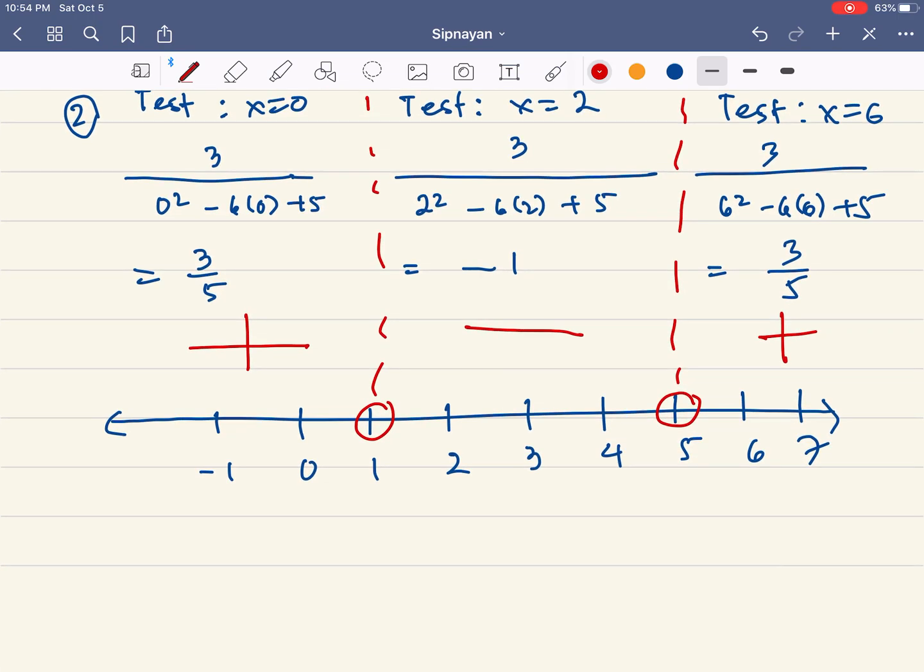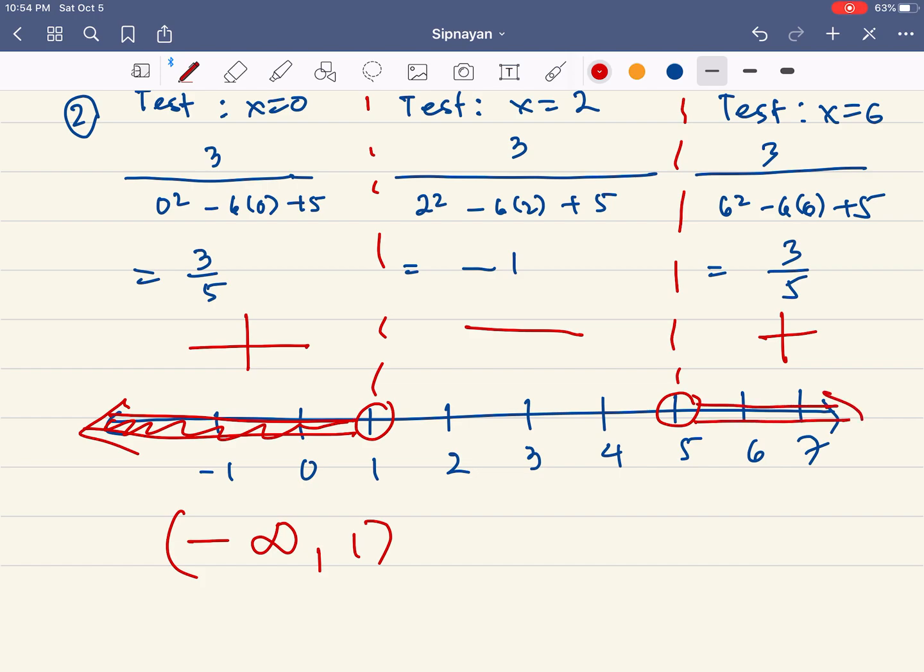Meaning, galing dito pababa, positive yan. Included yan, which is from negative infinity up to 1, di ba? Hindi kasama yung 1. And positive also here. Hindi kasama yung 5, so ito naman ay 5 up to positive infinity. Pag kasama, may kulay siya dito, tapos pag may kasama, magiging square bracket siya. Okay, pero hindi kasama, so okay na yan.